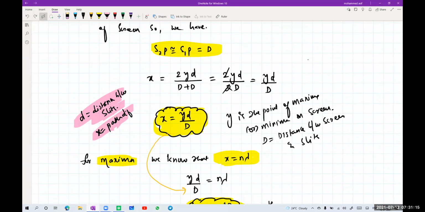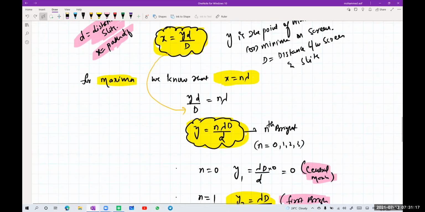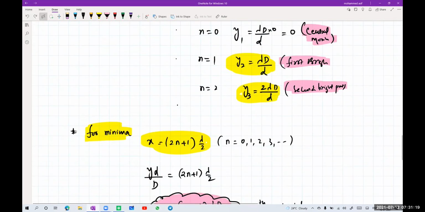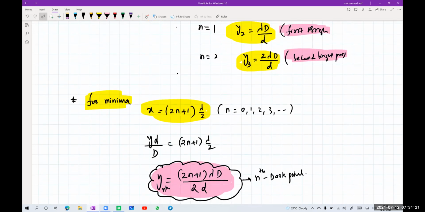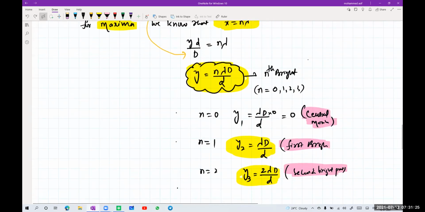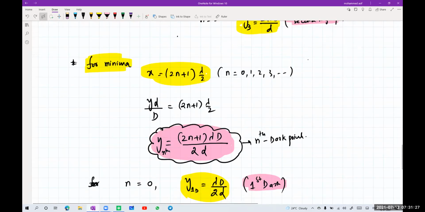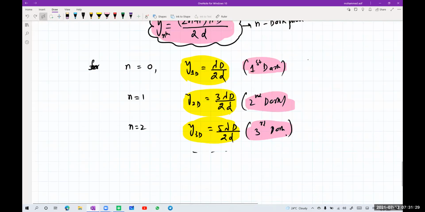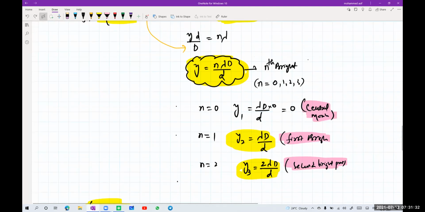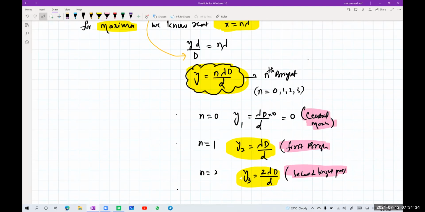Clear? For maxima, we get x = n lambda, and simplify the values. For minima, you use x = (2n plus 1) lambda by 2 in place of x and simplify the formula. So we got a general formula for the nth bright and nth dark point. These two formulas are very important for the competitive examination. Is it clear for everyone?